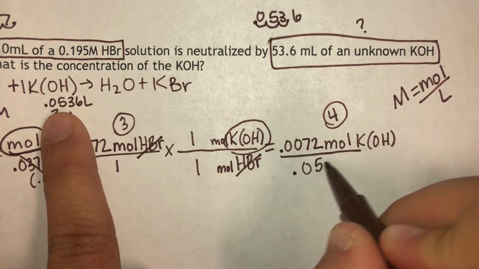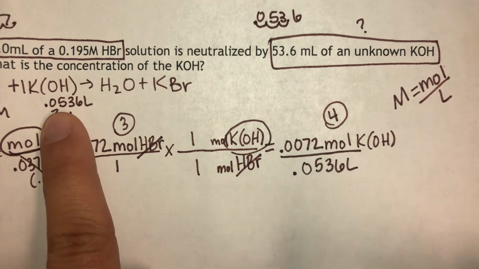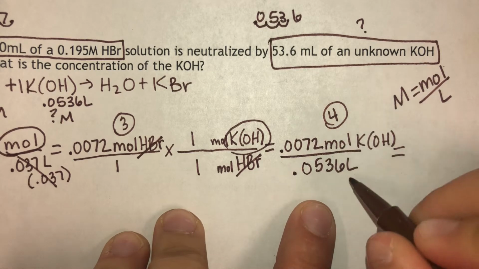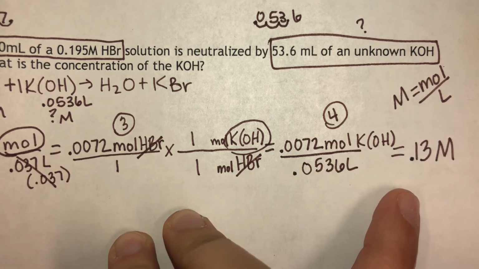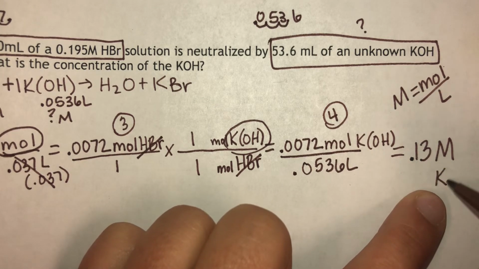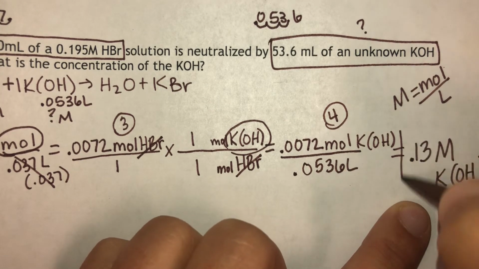So 0.0536 liters. When we divide this out, we get 0.13 molarity of KOH. And that is our answer.